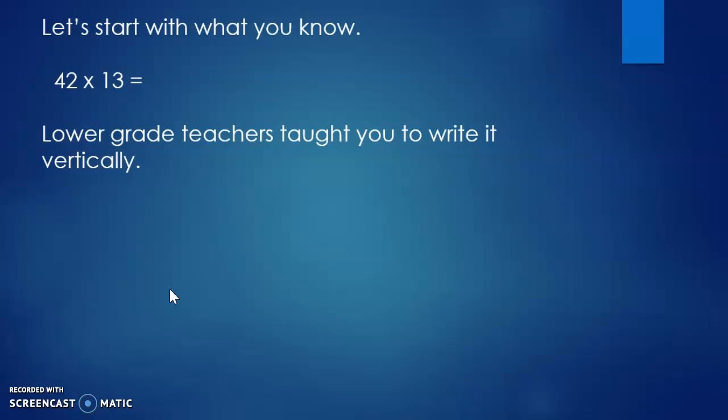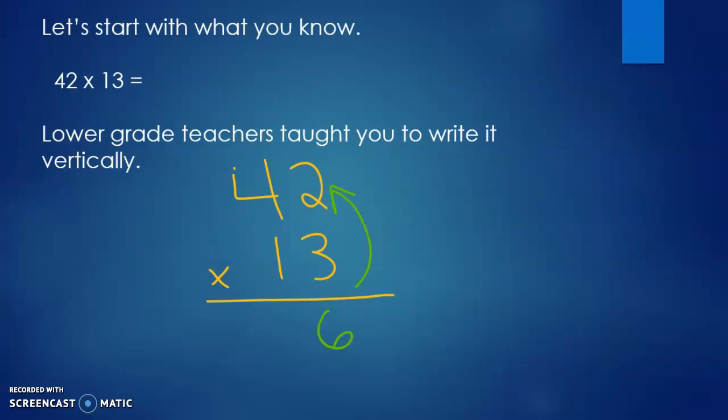In lower grade, your teachers taught you to write this vertically, where it was 42 times 13. And we're going to follow the same algorithm. The algorithm basically says you do 3 times 2 and write it down. And then you take 3 times 4 and you write it down. And then you have a placeholder 0. And then you do 1 times 2 and write it down, 1 times 4 and write it down, and then you add, and it would be 6 and 4 and 5.